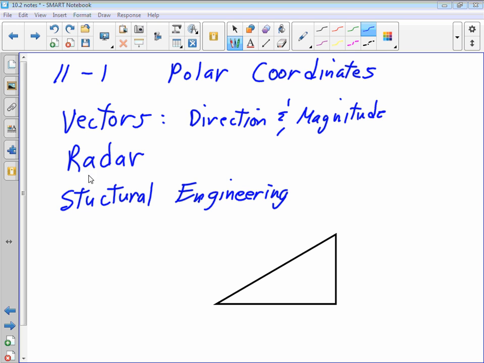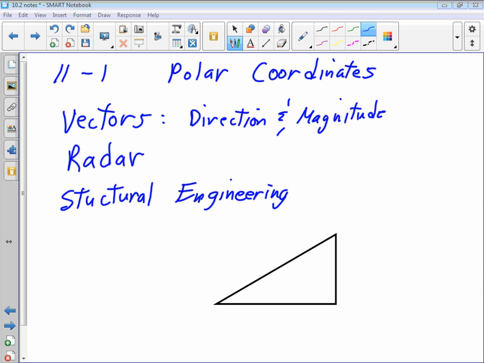Radar uses polar coordinates to locate objects in space or on the water. Structural engineering really uses polar coordinates to evaluate the forces acting on trusses and beams and joists and whatnot in a building, columns, everything. So, polar coordinates are very, very useful.